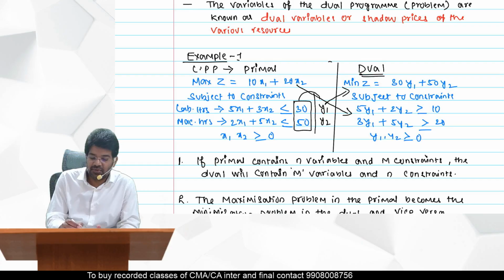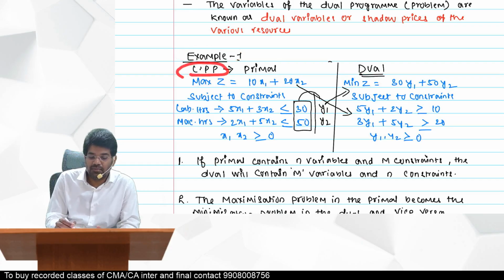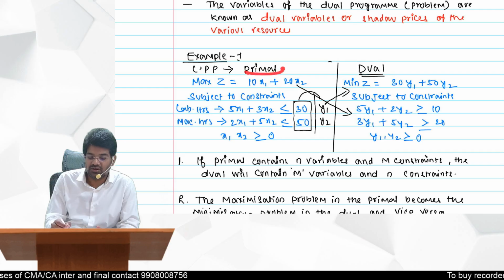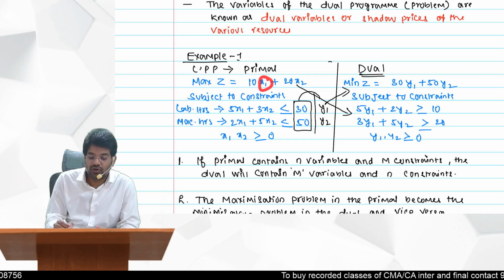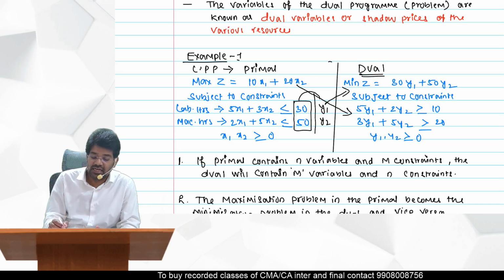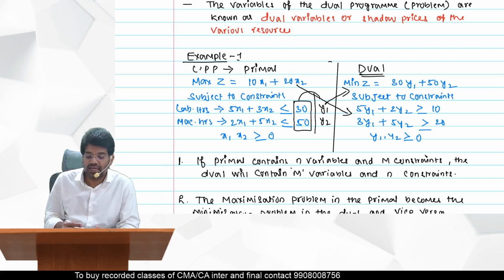See this example. Our normal, original LPP, which we call the primal. See here, the objective function is maximization. You have two variables x1 and x2. Here x1 has a coefficient of 10, which is the profit per unit. And for the second product, the profit per unit is 20.